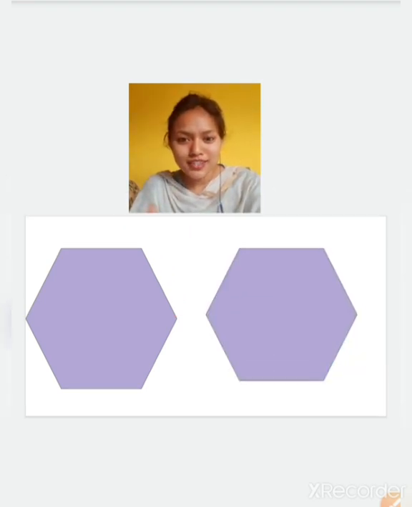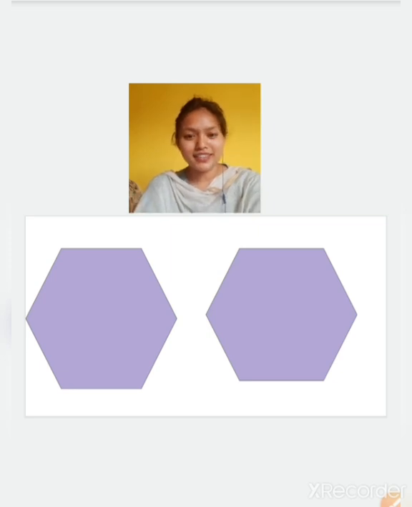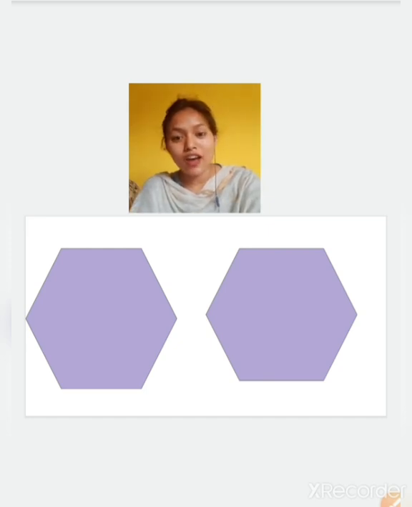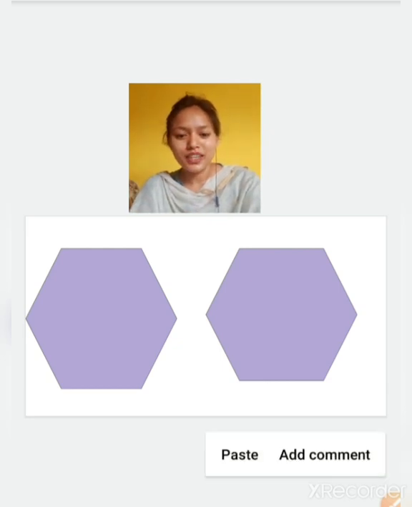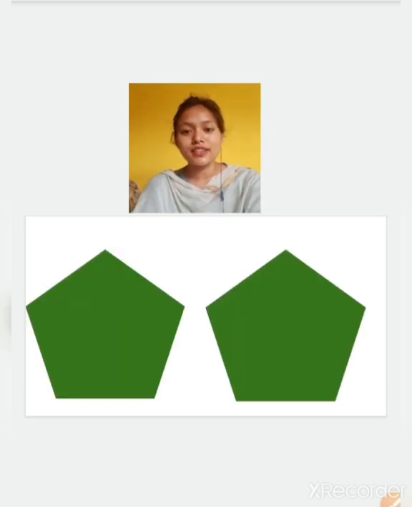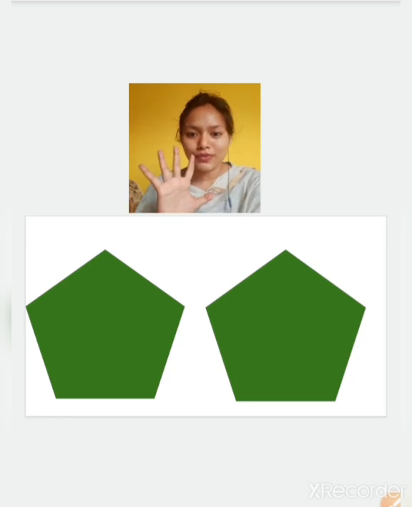Are they same? What was your answer? Yes or no? Yes, they are exactly same. Means hexagon is also showing the rotational symmetry. Hexagon has how many sides? 6 sides. Okay, very good. Let's move to the next figure. This is a pentagon having 5 sides.